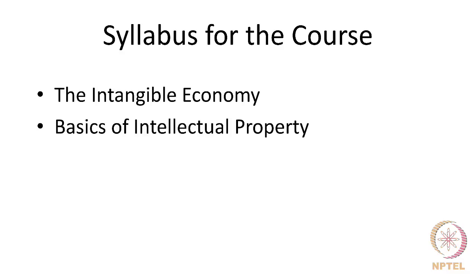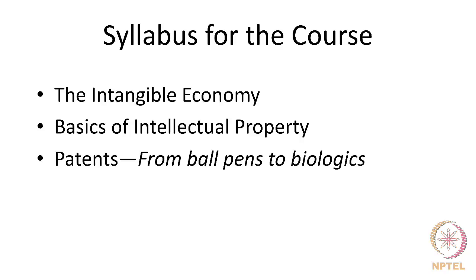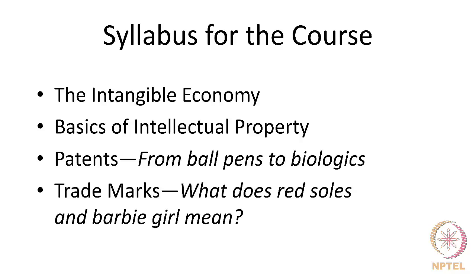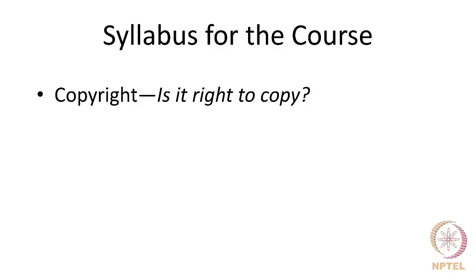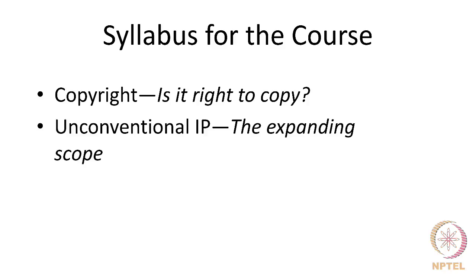Syllabus for the course. We will first talk about the intangible economy, because IP makes a lot of sense in an intangible economy because these are intangible rights, and an intangible economy is something that has now come to prevail in the world around us. Then we look at the basics of intellectual property. We look at patents and cover a whole lot of things from ball pens to biologics. Then we look at trademarks, the impact of trademark in different industries. We look at copyright. Does it give somebody a right to copy? We look at also the unconventional IP.